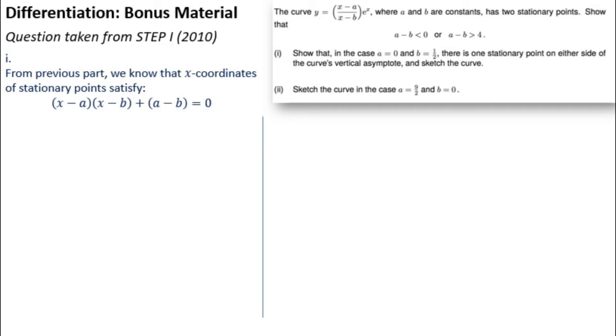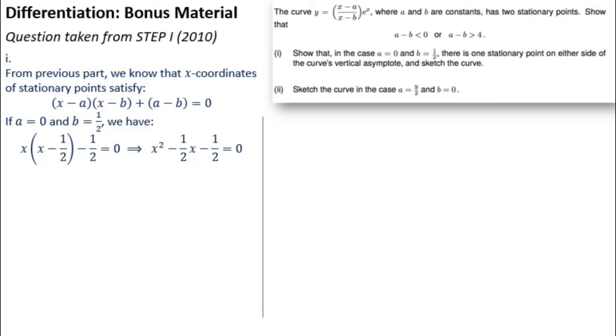So let's look at part I. We've already got some information here. We're trying to answer a question involving stationary points on either side of the asymptote. So let's think about the stationary points and let's think about the asymptote. The stationary points, we already have this equation. That's the one that we worked with and found a condition involving the discriminant for previously. But we can now substitute in specific values for a and b. That gives us a quadratic we can solve.